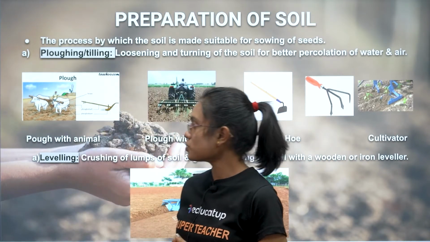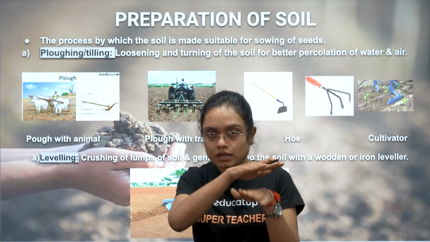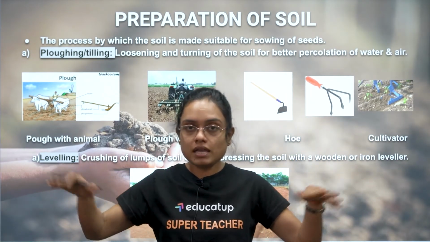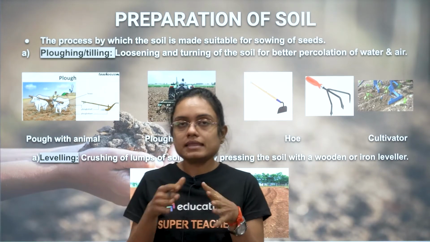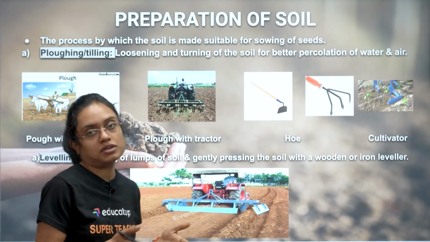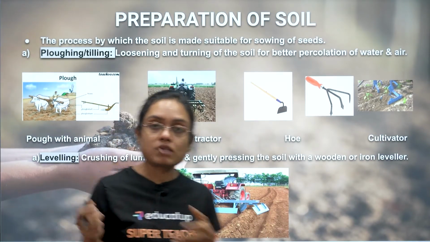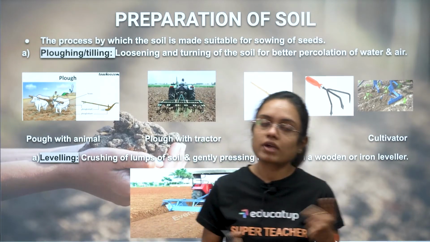Then we have the next process, and which is leveling. That means leveling the soil, making it at one straight level and crushing the lumps if there are any of the soil. That is known as leveling, and it is done with the help of either a wooden leveler or an iron leveler. A wooden leveler can be dragged by the bullocks, and the iron leveler is basically attached with a tractor.